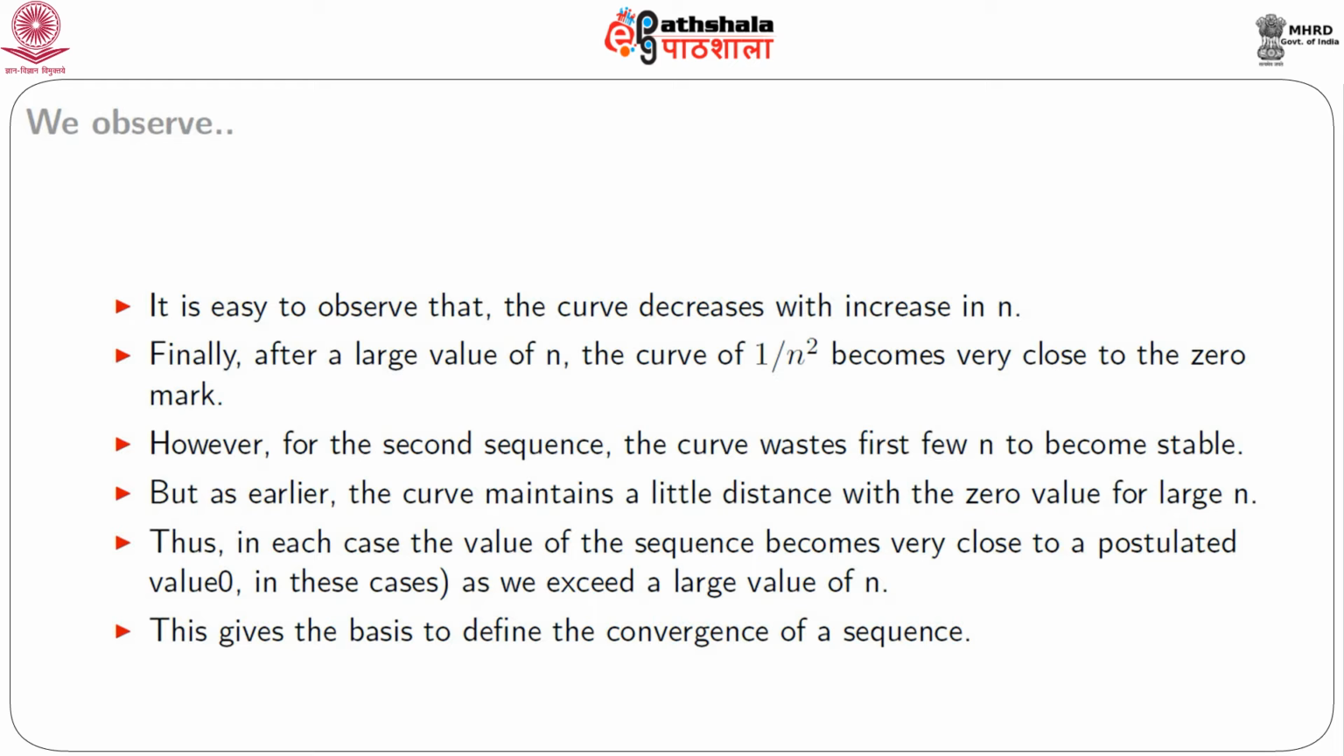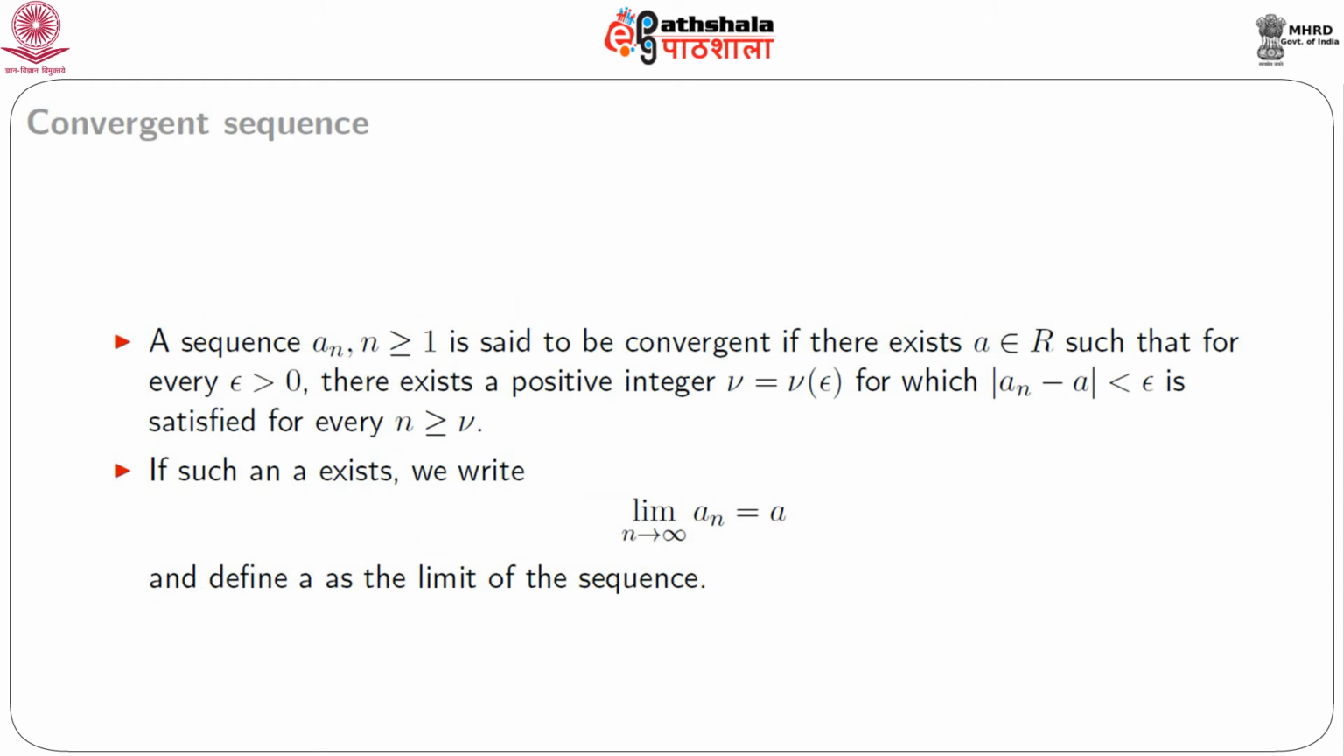This gives the basis to define the convergence of a sequence. So now we shall give the formal definition of a convergent sequence. A sequence a_n is said to be convergent if there exists a real constant a such that for every epsilon greater than 0 there exists a positive integer nu. Obviously this nu is a function of epsilon, for which the distance between a_n and a is less than epsilon. That is, mathematically, the absolute value of a_n minus a is less than epsilon, and this has to be satisfied for every n greater than or equal to nu.